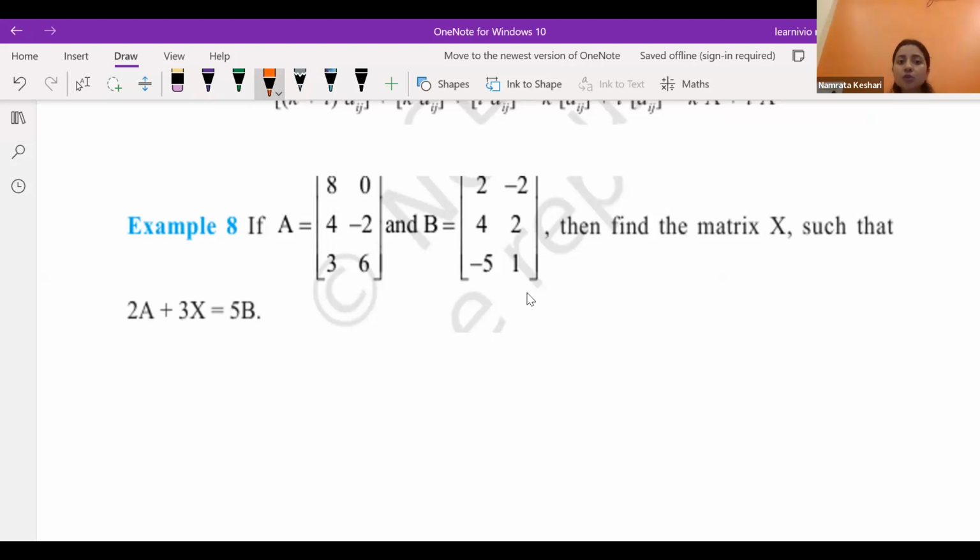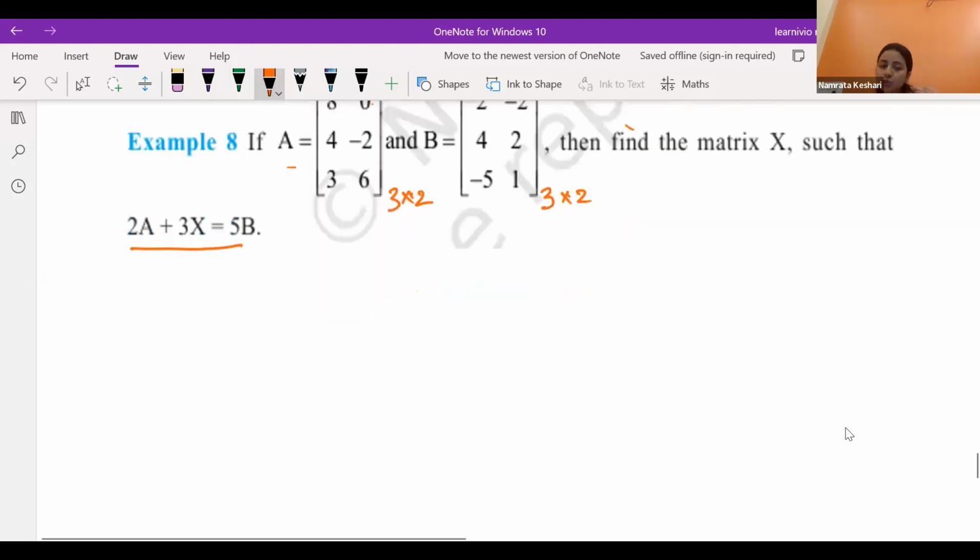Now suppose we have a matrix A. Over here we have a 3 by 2 matrix, right? Find the matrix X such that this condition is given over here. A relation is given, and with the help of this we need to find X. So let me show you a little bit how the programming goes. You can do it directly.